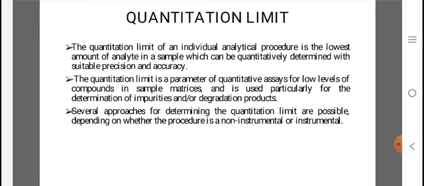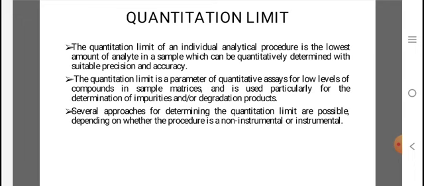Quantitation limit. The quantitation limit of an individual analytical procedure is the lowest amount of analyte in a sample which can be quantitatively determined with suitable precision and accuracy. The quantitation limit is a parameter of quantitative assays for low levels of compounds in sample matrices and is used particularly for the determination of impurities and/or degradation products.